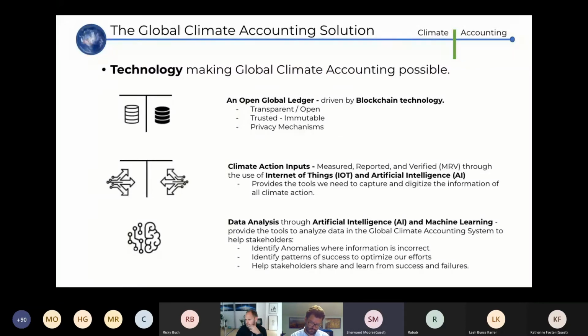The benefit of blockchain, and why it would work so well for a global climate accounting framework or system, is first that it's transparent and open. That's particularly useful because it allows all stakeholders the ability to update information and also use that information in real time. It also provides a high level of trust, and there are two reasons for this. One is that it's not managed by one organization; it's managed by many. So there's no concern about one organization fudging the numbers.